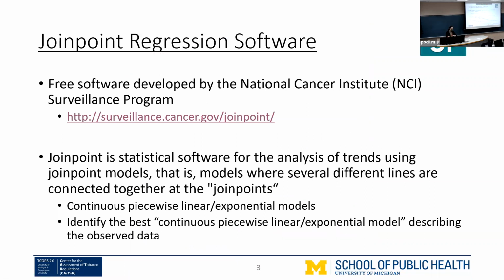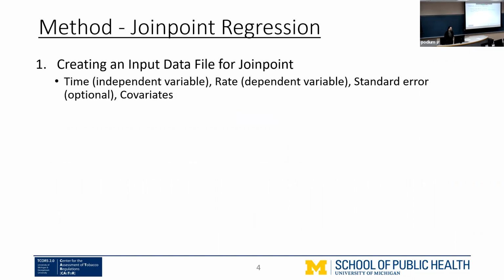Again, as Dr. Chen said, joint point regression analysis is basically to find a continuous piecewise linear or exponential trend, identifying those points, and also the change rate. Here is the workflow of doing the joint point regression analysis. To use this program, you have to create your input data file in a certain format. You need the time, the independent variable, usually year, and then some rate, which is going to be your dependent variable. Sometimes your rate may have a different standard error, so you can provide the standard error for such a rate, or sometimes you can calculate it from the program. I will show you in a minute. Then the covariate is basically a stratifying variable that you can include, so that you can look at the trend in these subgroups.